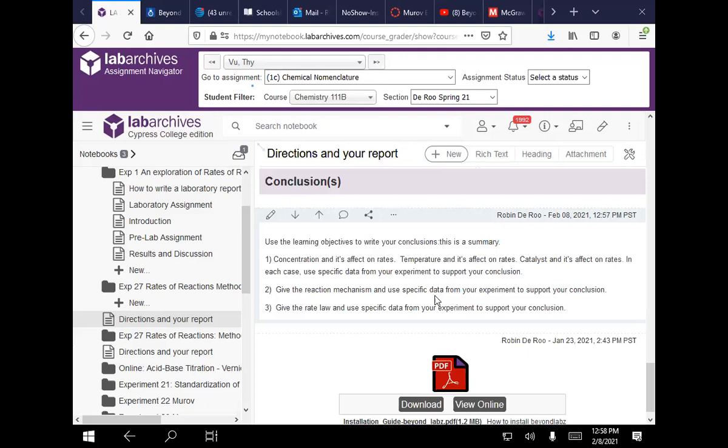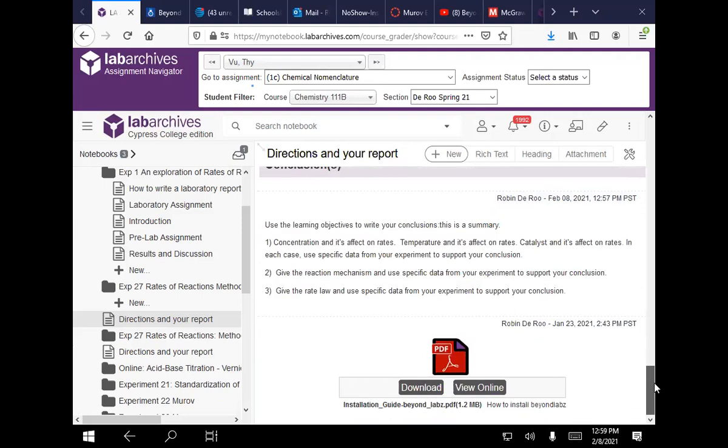Also, you guys are going to be making graphs. You look at those graphs, and that should help you too. That's another way to support your data. And then you're going to have to give the rate law. And the rate law is based on if it's zero order, first order, or second order. This is just that. I added another how to upload the Beyond Labs in case anyone didn't do that.